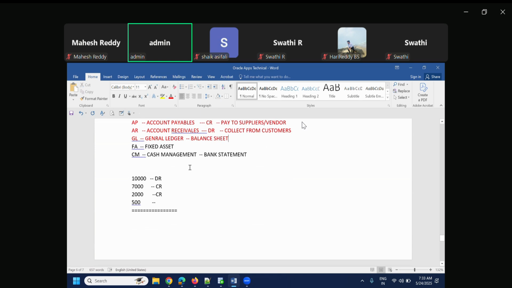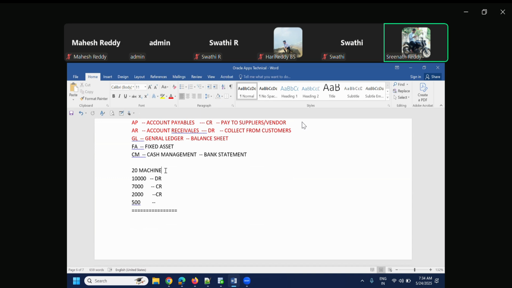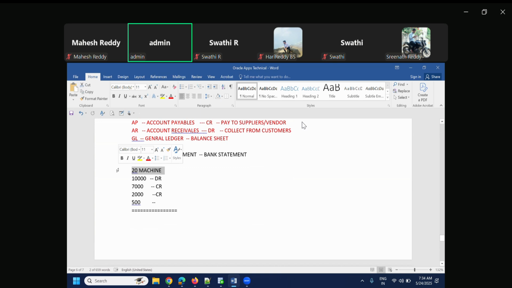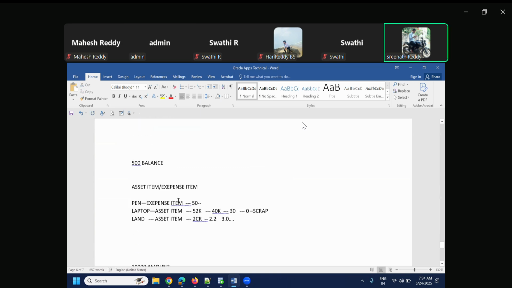Okay. So today I purchased a 20,000 rupees machine for my company. Is it a debit or credit to my company? Debit. What comes in is called the debit. What goes out is the credit.